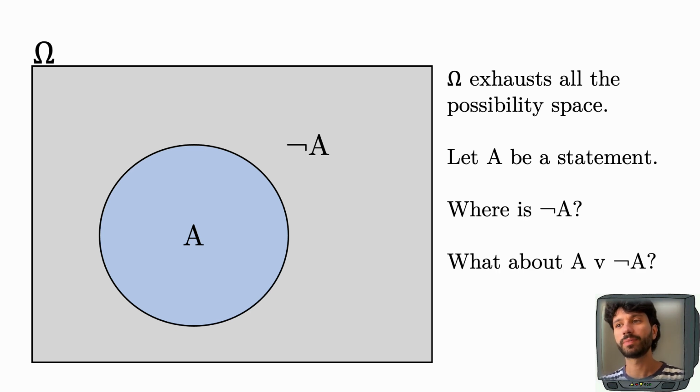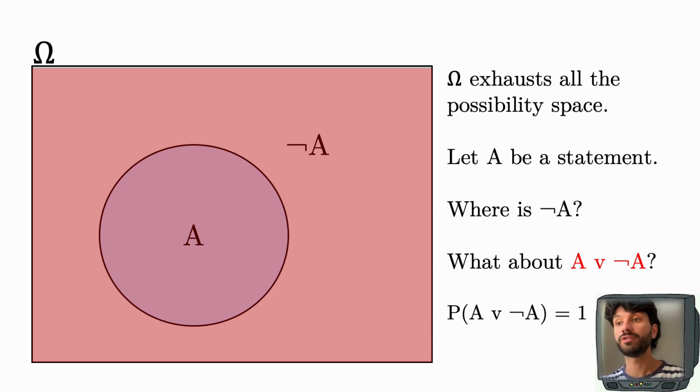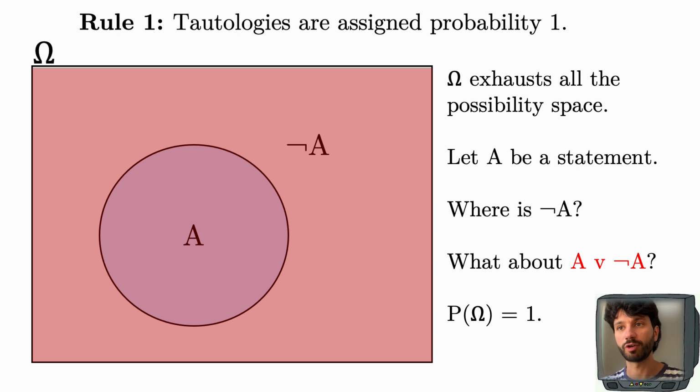And so here, how would we represent A or not A? Well, in fact, it's going to be the whole space, right? A or not A is always true. So no matter where you land in the possibility space, you're going to end up in a true statement. So the probability of A or not A is equal to 1. And sometimes people write just the omega to refer to a tautology. So this is a visual representation of our first rule, which assigns tautologies probability 1.